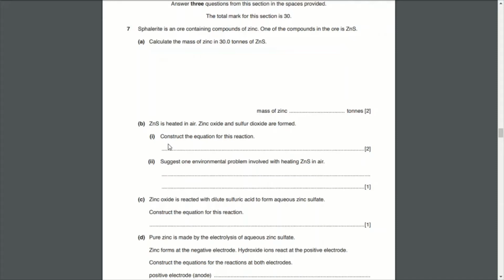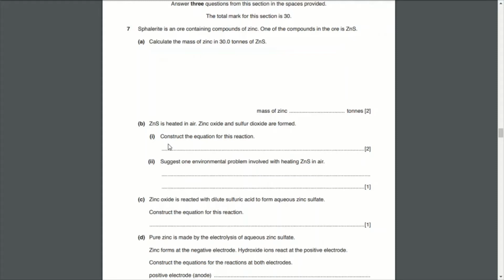Anyways, coming back to this, SO2 is a pollutant and it causes acid rain, which is a huge environmental problem. It has its drawbacks, which we do not need to go into in detail because it's only a 1 mark. Moving on to part C: zinc oxide is reacted with dilute sulfuric acid to form aqueous zinc sulfate. Construct the equation for this reaction.